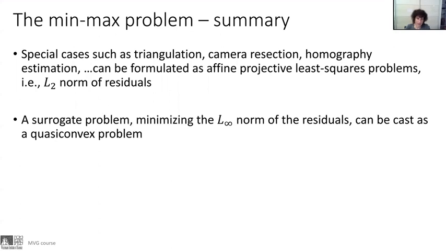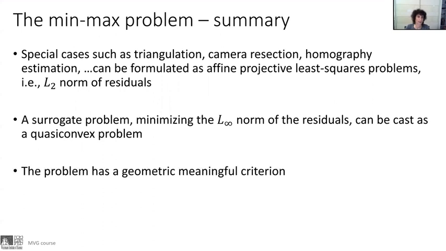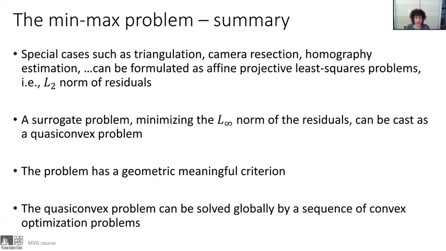And this is actually the L2 norm of the residual. We didn't solve the L2 norm. We solved a surrogate problem. We minimized the L infinity norm of the residual. And we showed how to recast it as a quasi-convex problem. The problem has a geometrically meaningful criterion, which is very nice. This is in contrast to algebraic methods. And the quasi-convex problem can be solved by a sequence of convex optimization problems.